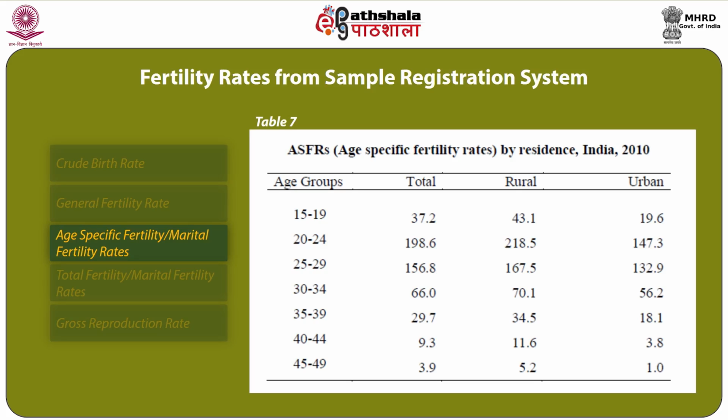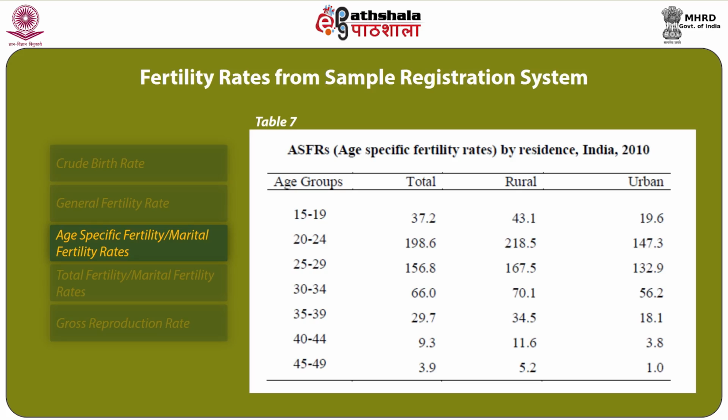In the next level of 25 to 29 years of age, for the total population we notice that the age-specific fertility rate refers to 156.8, and here in the rural areas it is relatively higher at 167.5, and in urban areas the rate refers to 132.9. From this age group onwards, there is a consistent decline in the rate.